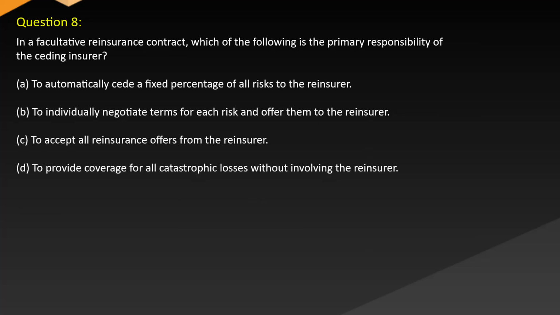Question 8. In a facultative reinsurance contract, which of the following is the primary responsibility of the ceding insurer? A. To automatically cede a fixed percentage of all risks to the reinsurer. B. To individually negotiate terms for each risk and offer them to the reinsurer. C. To accept all reinsurance offers from the reinsurer. D. To provide coverage for all catastrophic losses without involving the reinsurer.